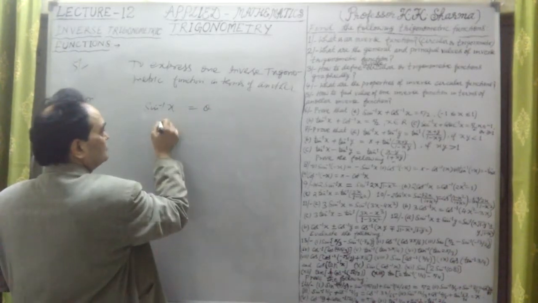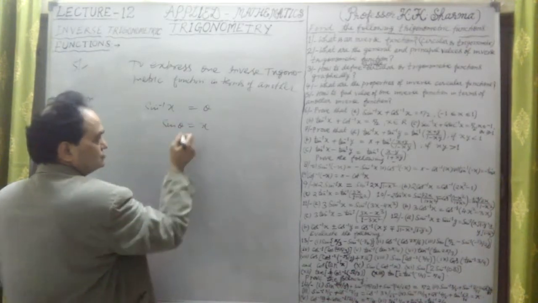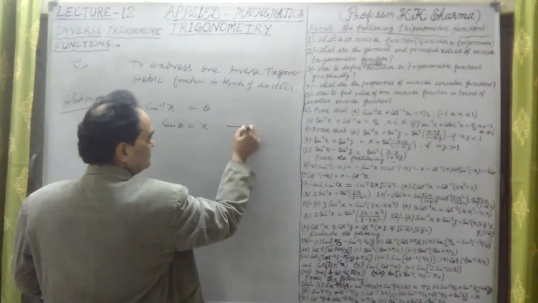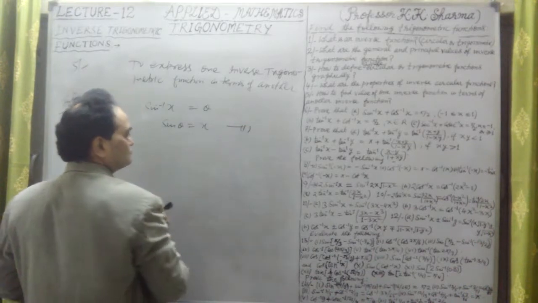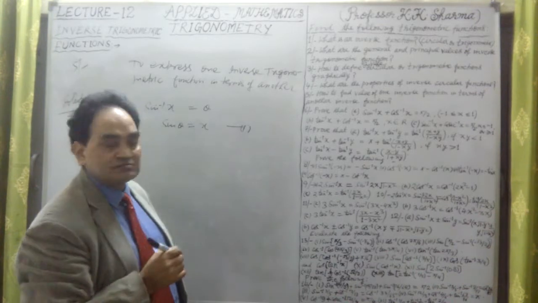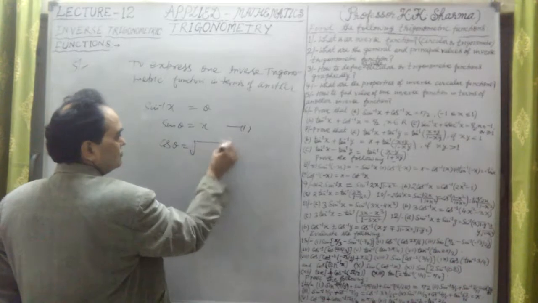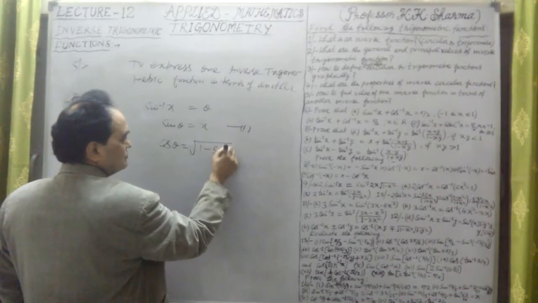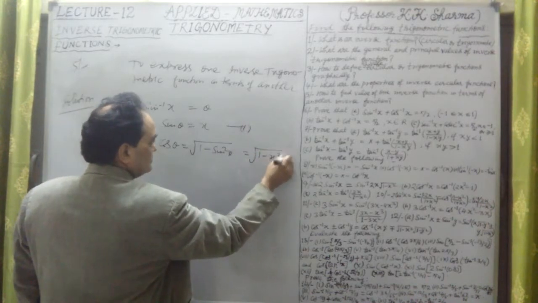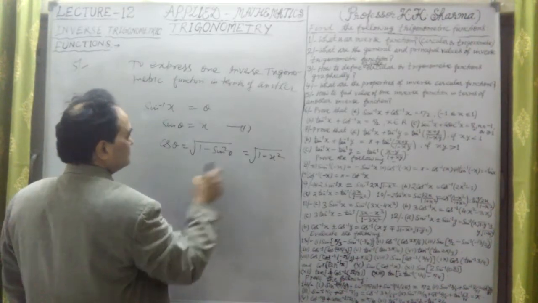That is sine theta equal to x. We have sine theta equal to x. Okay, this is the first thing. Now, in terms of x, if I take sine theta and find cos theta, what is cos theta then? Cos theta equals under root of 1 minus sine square theta. That means this is 1 minus x square, because sine theta is x. So cos theta is expressed in terms of this.